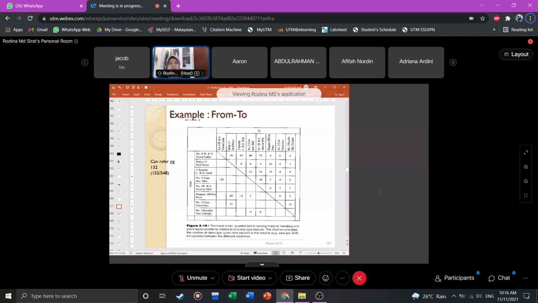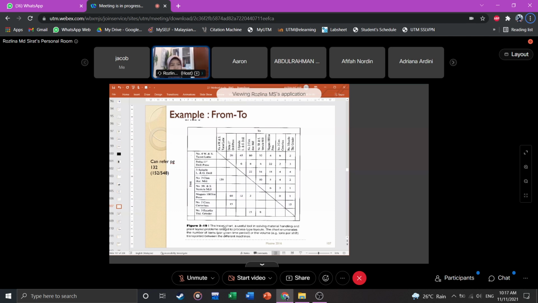This is a well-known method. Who wants to explain? Maybe you have done it in PPC or facility design. Who wants to explain this? You can see this is from, and then this is to. That's why the name is from-to chart, and also the name is travel chart.